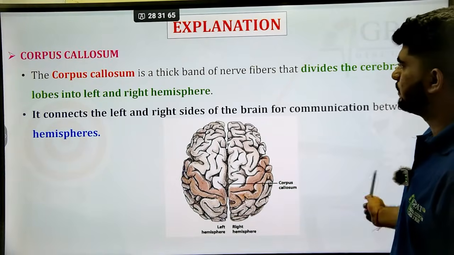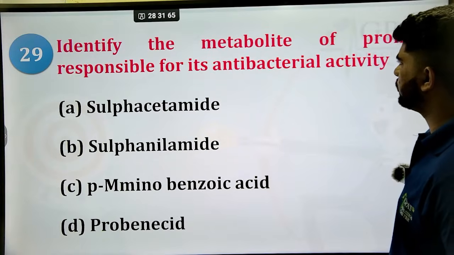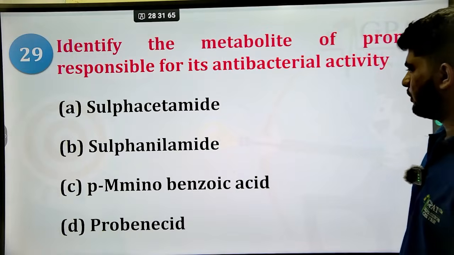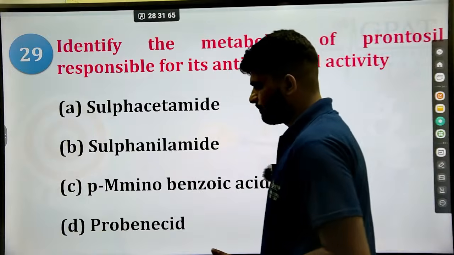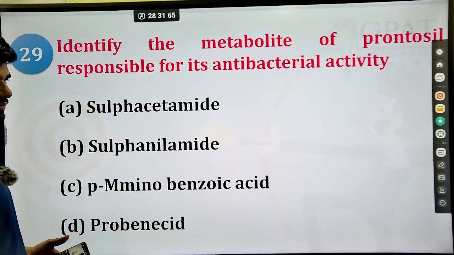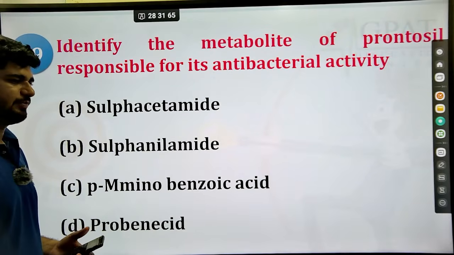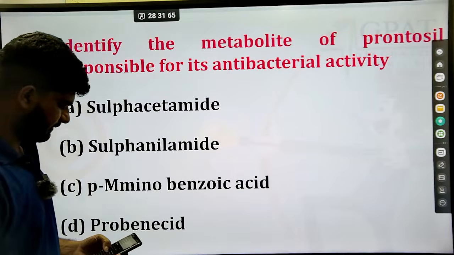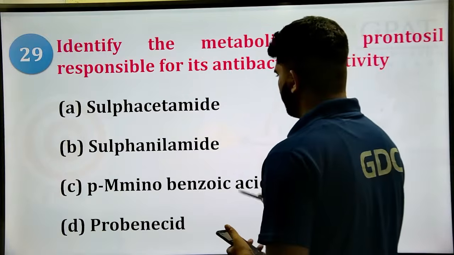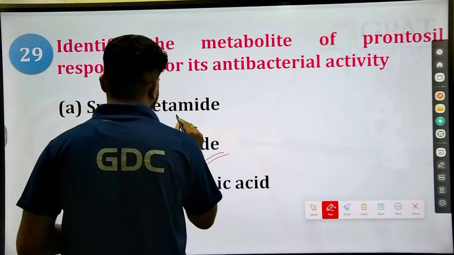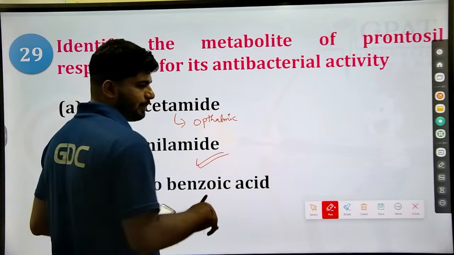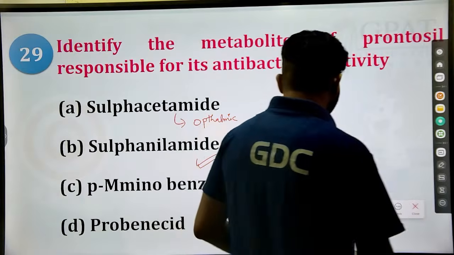All right, chalo. Identify the metabolite of prontosil responsible for its antibacterial activity. Sulfacetamide, sulfanilamide, para-aminobenzoic acid, or propane acid. That would obviously be sulfanilamide. Sulfacetamide, if I talk about, is used for ophthalmic conditions, right?